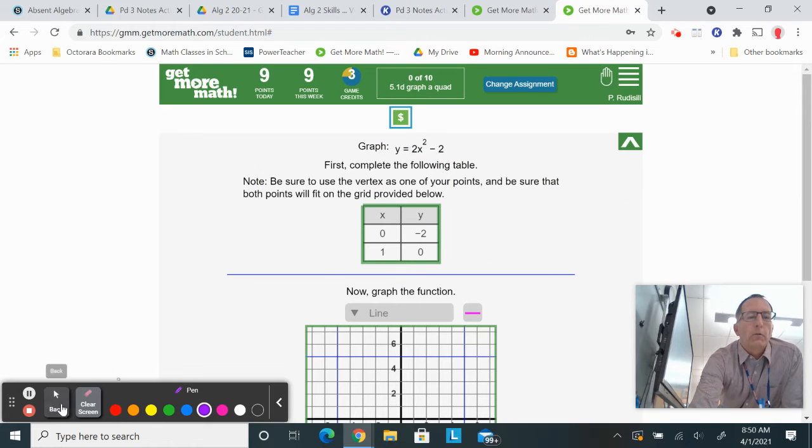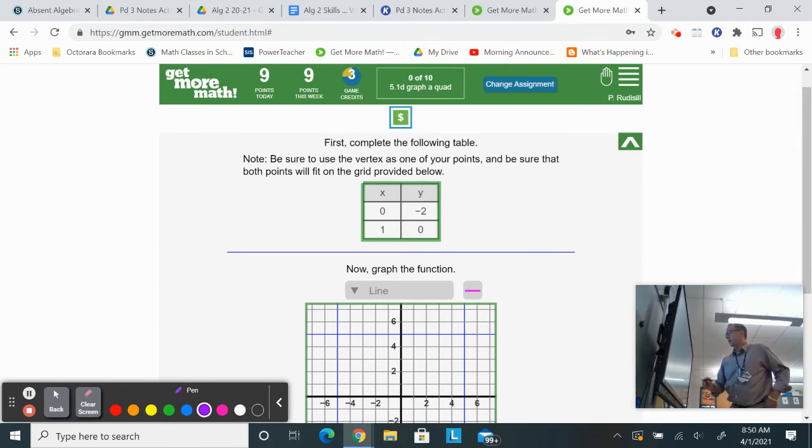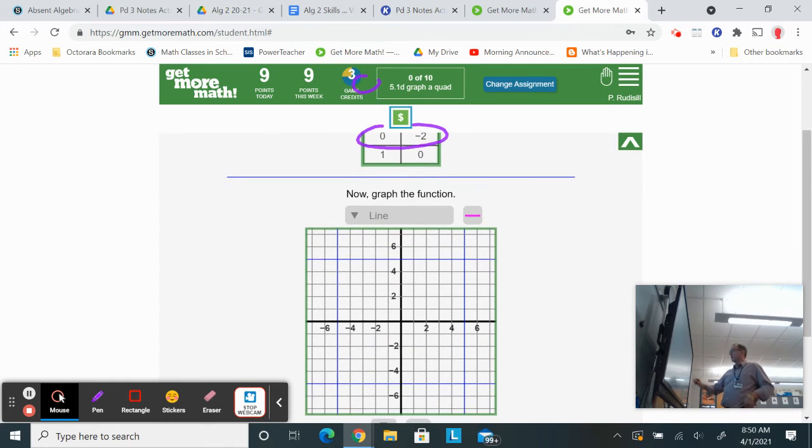So now I need to graph those 2 points. And when you graph a quadratic function, you need to tell GMM where the vertex is. So got to start with the vertex, and the vertex was this first ordered pair I put. So I need to graph that down below. So I go down here, and I go to 0, negative 2. Okay, that would be my vertex. And then I need to graph 1, 0. So x is 1, y is 0. So that's that point there.